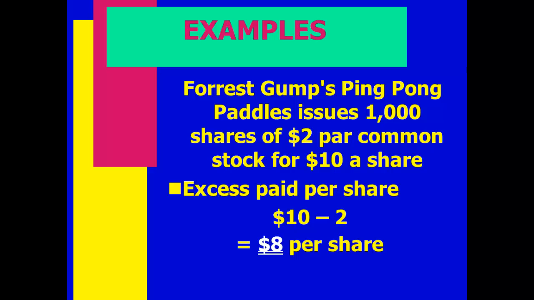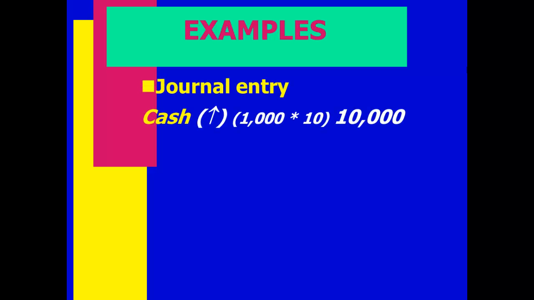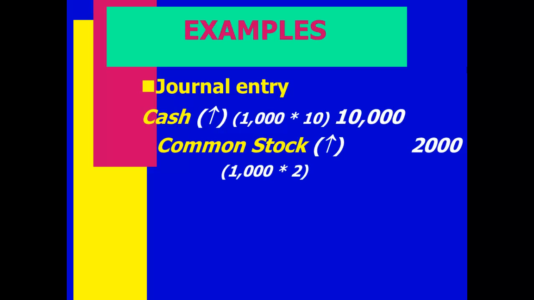Let's make a journal entry. What do I have more of? Cash. How much cash? Well, 1,000 shares, $10 per share. I'm going to get $10,000 cash. What else do I have more of? Common stock. My credit to common stock must be for the number of shares times the par value. So I'm going to credit common stock for $2,000.